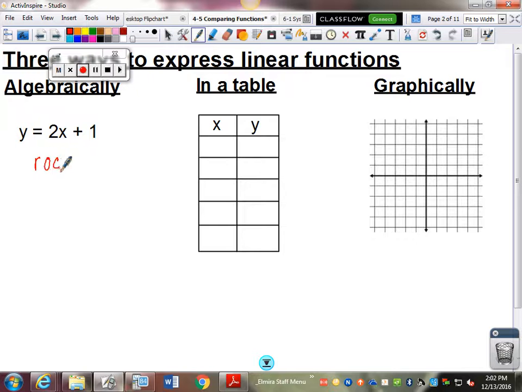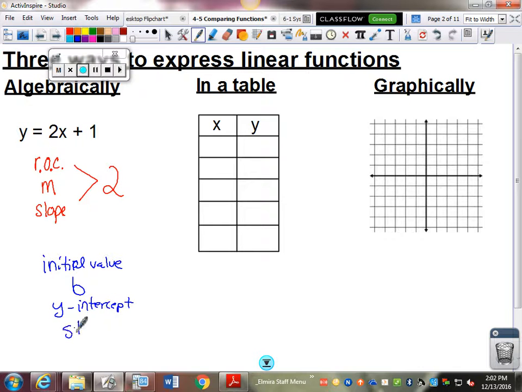my rate of change, also known as my slope or my m, all of those things mean the same thing, and it's the 2. My initial value, that's going to be kind of a new word we're throwing in here, is the same thing as my b, same thing as my y-intercept, and it's the same thing as the start. Initial value means starting number, and in that case it's 1.